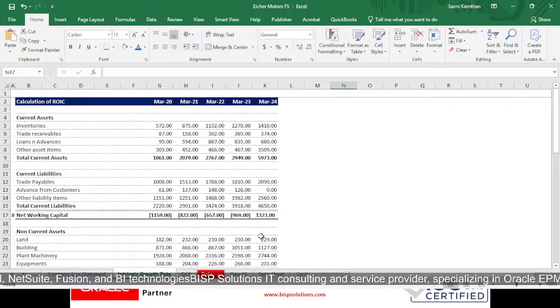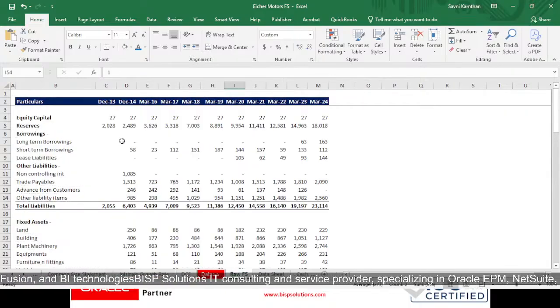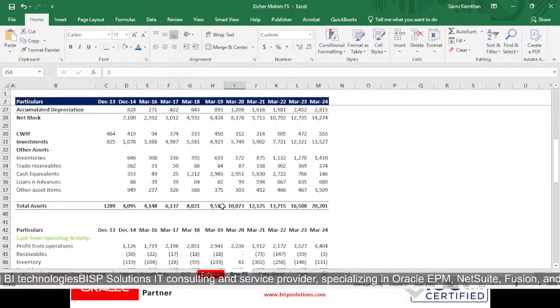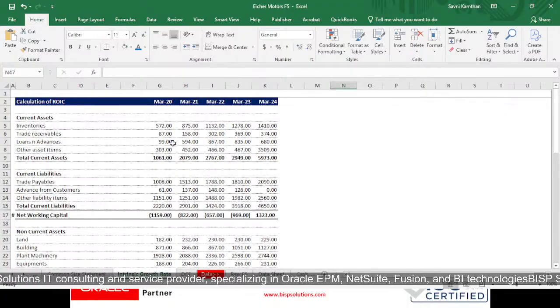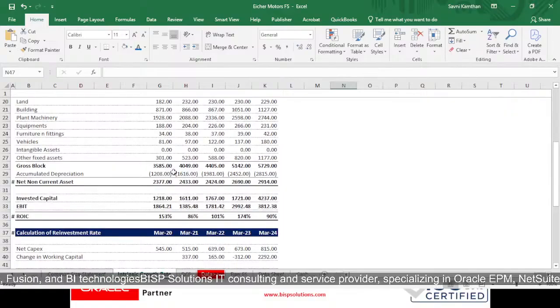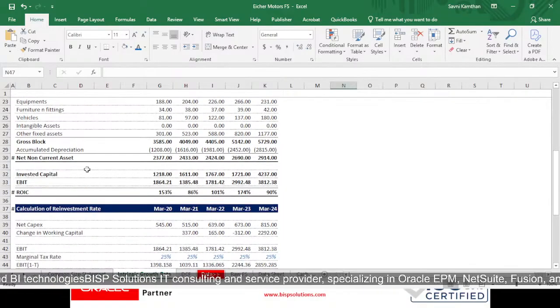We have made raw financial statements where we have linked our balance sheet and cash flow statement in a proper format, and then we have converted that format into 5 years data only, and linked our data as per the heads we want. We also calculated the total current assets, current liabilities and net working capital, non-current assets, gross block, everything. After that we have calculated invested capital, EBIT and ROIC.